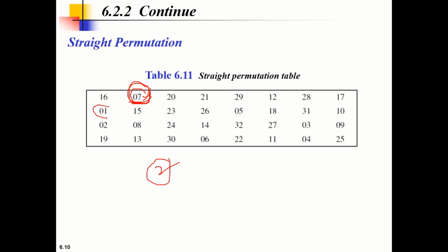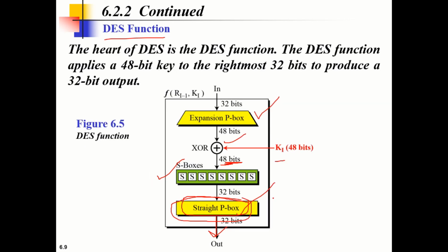So this 7th bit will be changed to the second bit. This first bit will be changed to, yes, this is a table which is having 8 columns in it, so this first bit will be changed to the 9th bit, right? So this is how the straight permutation table works, which is the last component of this DES function, right? So now we are done with this DES function.